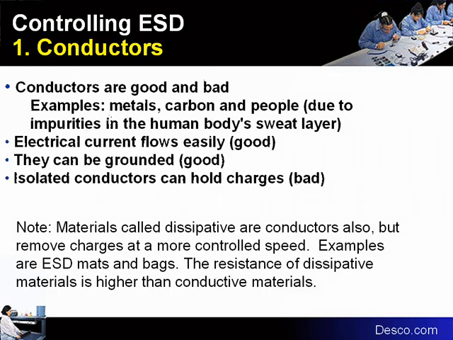Controlling ESD, we need to consider two different items that would potentially be at a workbench: conductors and insulators. Conductors are good and bad. Examples of conductors are metals, some carbon devices, people. It's an item where electrical current flows easily, which is a good aspect of it. They can be grounded, which is a good aspect of it. But also, if they are not connected to ground, they can become isolated conductors and hold the charge, and that is a bad feature.